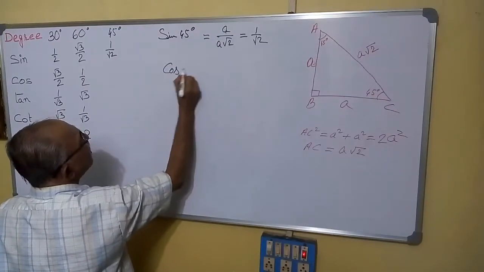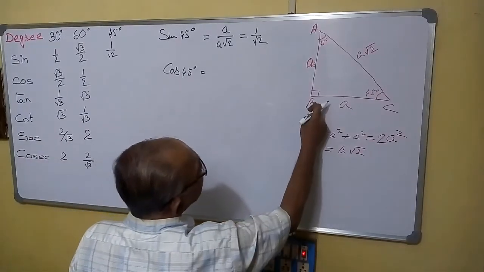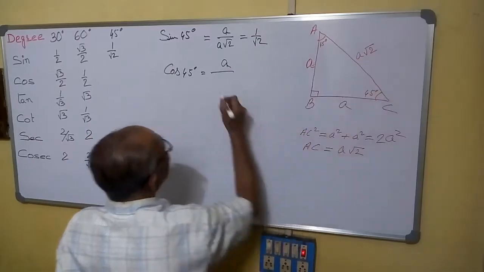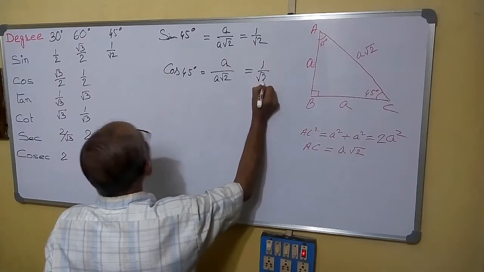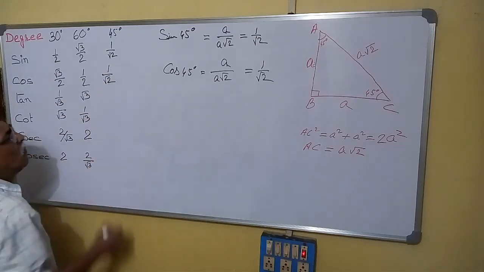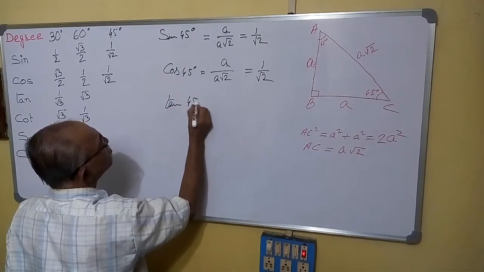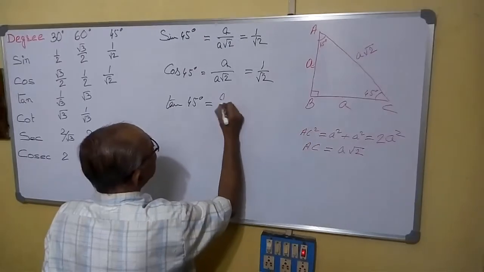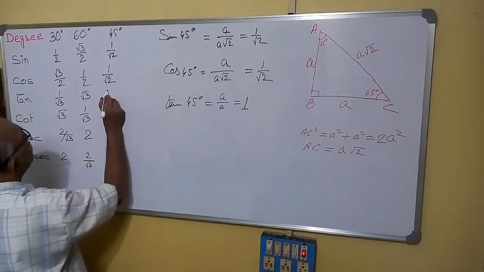Cos 45 degree equals base by hypotenuse, A by hypotenuse, which is A root 2. So this is also becoming 1 by root 2. So in this way cos 45 is also becoming 1 by root 2. Tan 45 degree equals perpendicular by base, A by A, equals 1. So it will be 1.